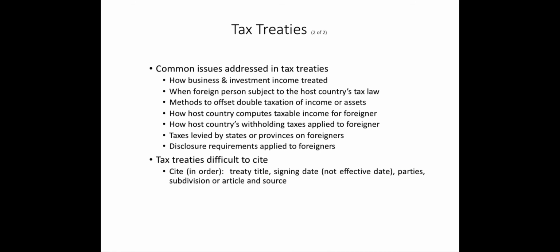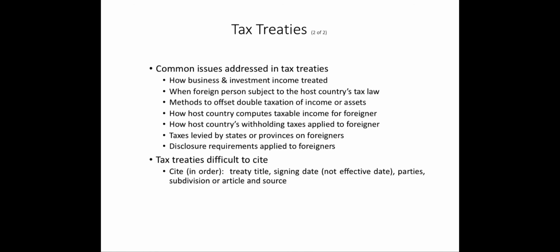Again, the main thing that treaties deal with is the avoidance of double taxation. Here are some common issues addressed in U.S. tax treaties. How business and investment income is treated. When foreign persons are subject to the host country's tax law. Methods to offset double taxation of income or assets. How the host country computes taxable income for a foreigner. How the host country's withholding taxes apply to the foreigner. Taxes levied by states or provinces on foreigners. Disclosure requirements applied to foreigners.